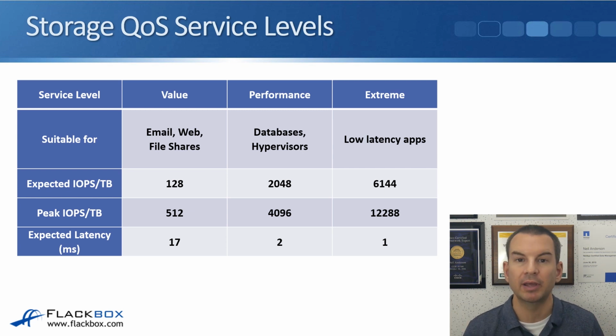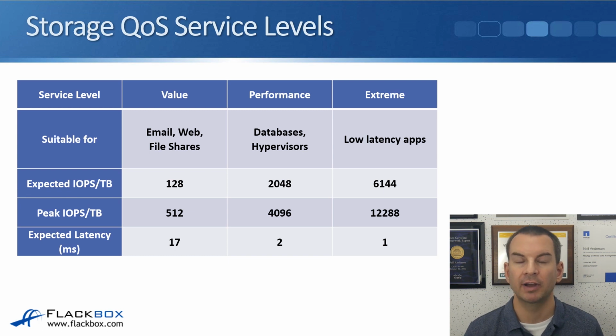So the first one I mentioned there is value. This guarantees the lowest level of performance, so it's suitable for things like email, web, and file shares that don't require high performance. The expected IOPS per terabyte, so this is using adaptive QoS, is 128. The peak IOPS per terabyte is going to be set to 512, and the expected latency when you use this service level is up to around 17 milliseconds.